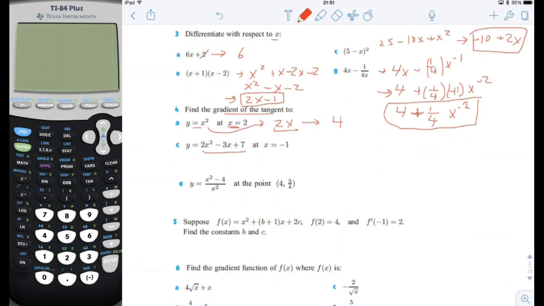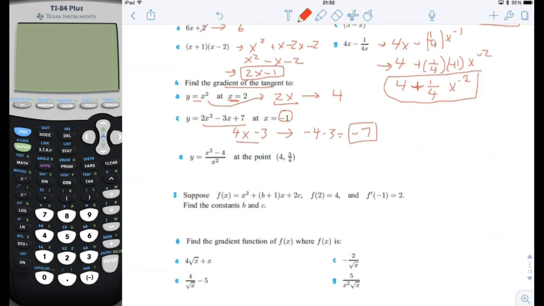So we're going to take the derivative of this. Derivative of 2x squared is 4x. The derivative of negative 3x is negative 3, and the derivative of 7 is 0. So we have this derivative function, and then we plug in negative 1 for the x, and we get negative 4 minus 3 equals negative 7. So our answer is negative 7.